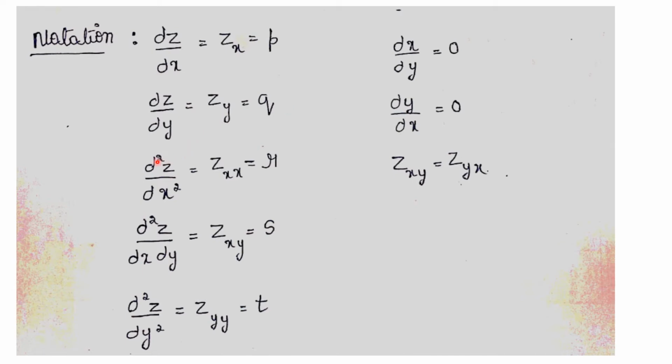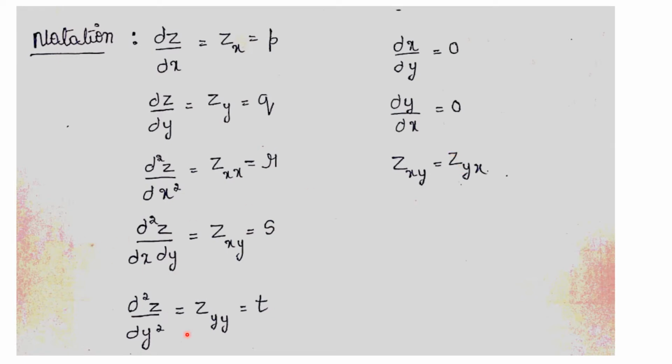Dou square z by dou x square, that is the double differentiation of dou z by dou x, is also equal to zxx, which is equal to r. Next, dou square z by dou x dou y, or dou square z by dou y dou x: the first is equal to zxy and the second is equal to zyx, and that is all equal to s. It is also given that zxy is equal to zyx.